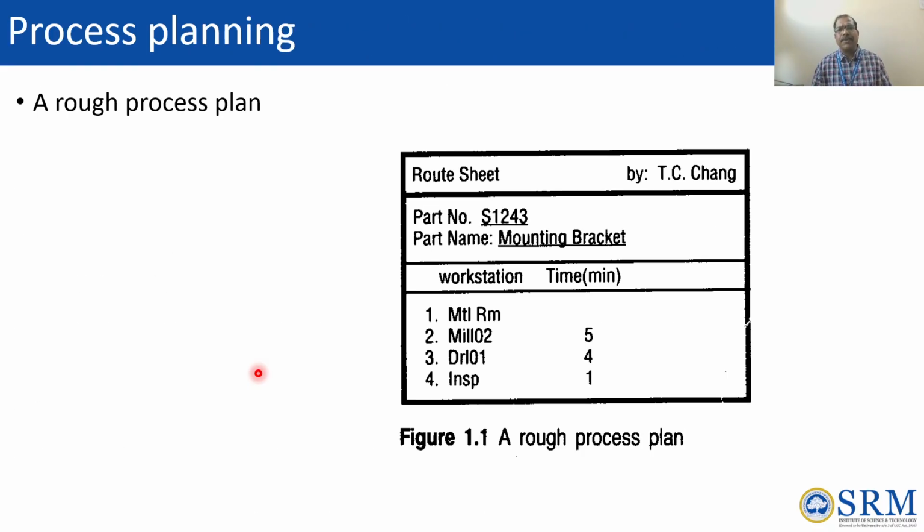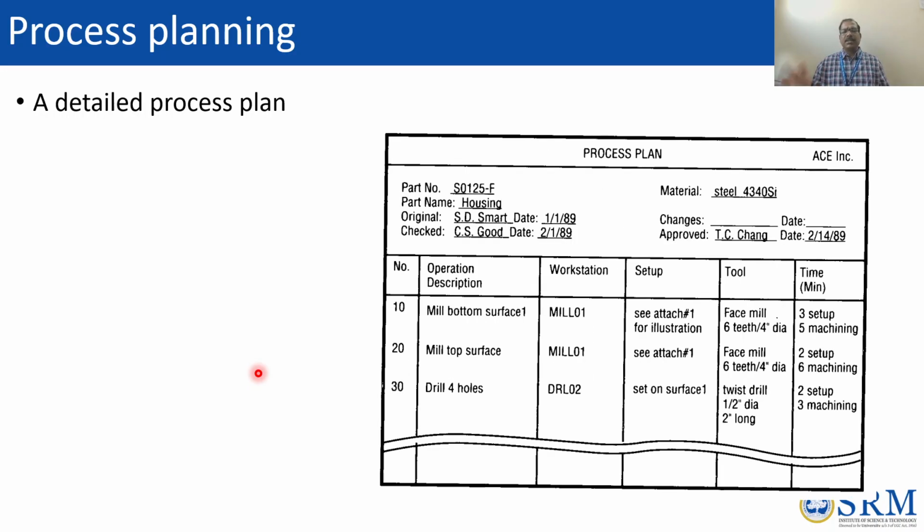So this is the rough process plan, as I said: what kind of material, which machine, how much time needed. This is a detailed process plan. The operation description will be there, which workstation, what kind of setup they will be giving. Attachment number one for illustration shows a clear map of how to mount, or how. Maybe there will be jigs and fixtures. So we have to mount on the fixture properly because we are doing mass production continuously.